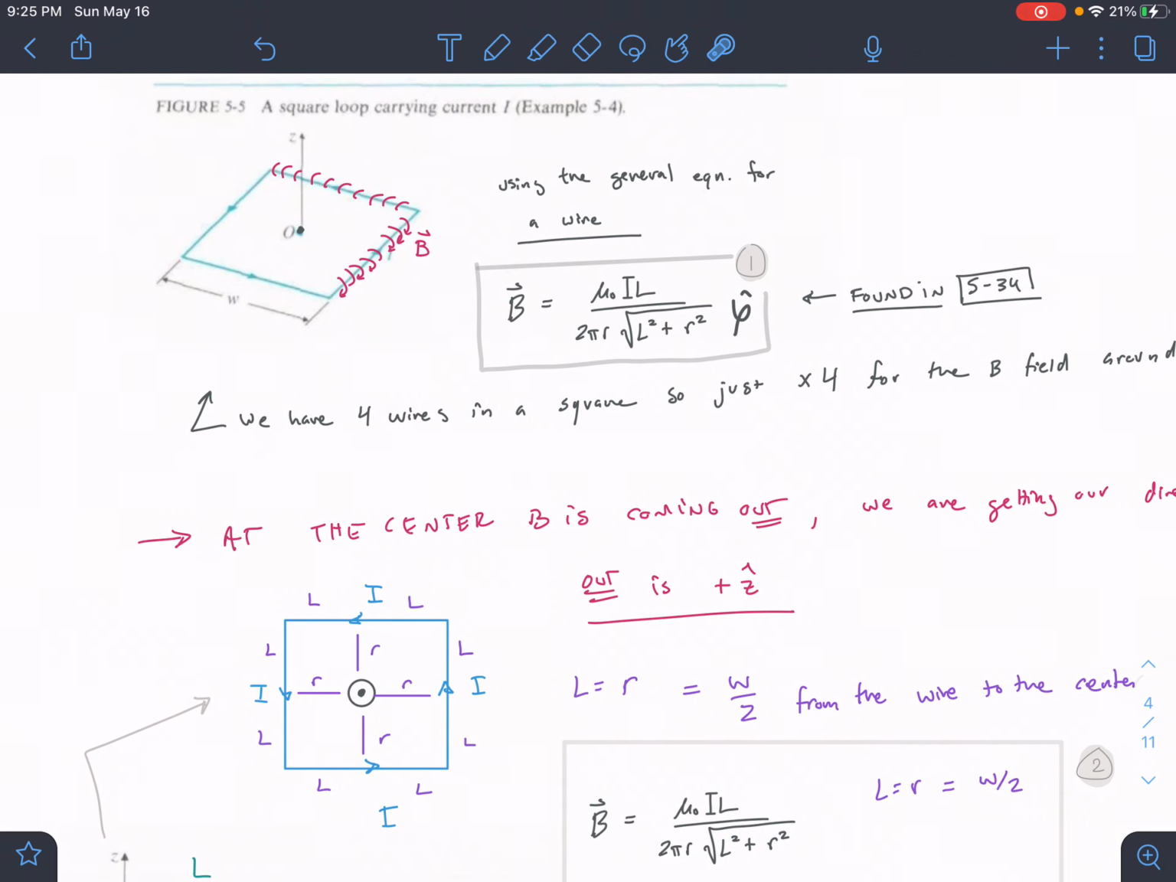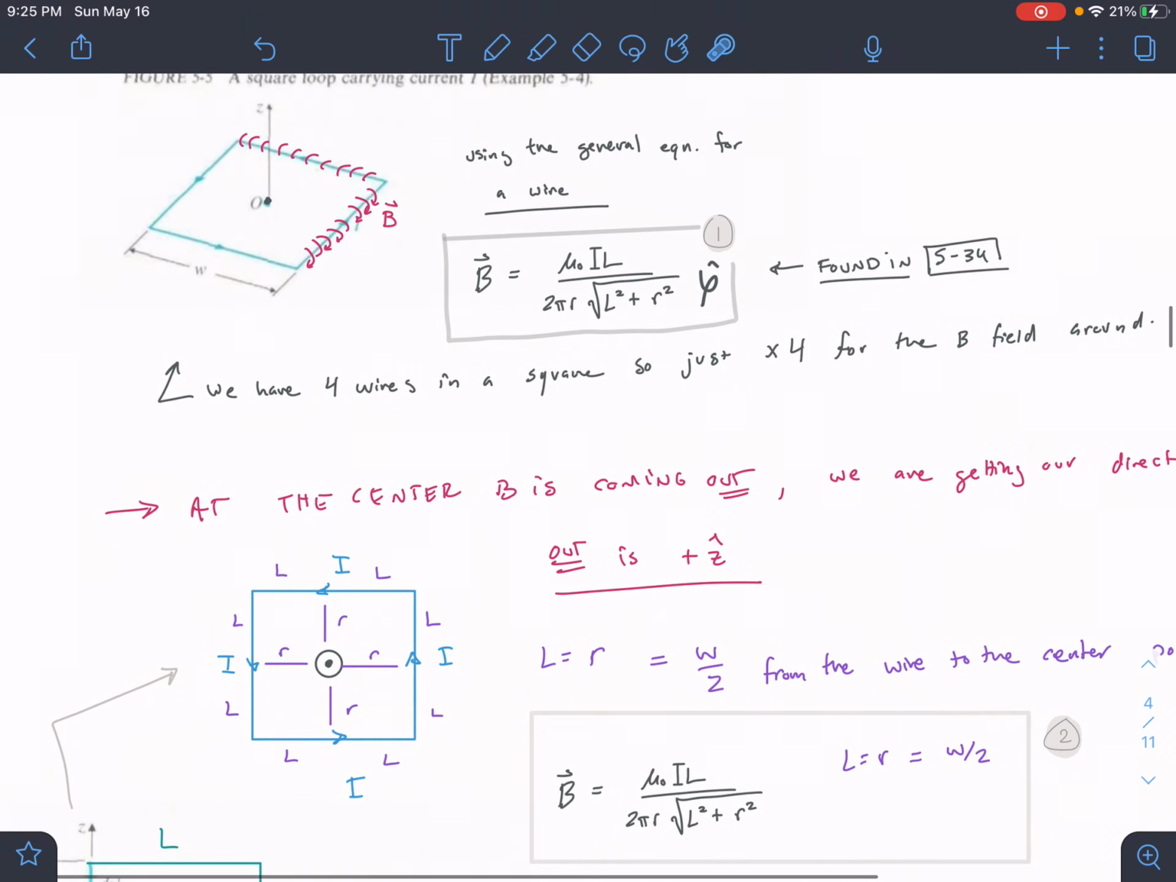This is the top view of our square here, okay? So we have the current moving through our wire, and then we have our L, this L value here on both sides. And then we have this R value here. So notice for this, because we have a square, our R is actually going to be equal to our L. And we have a W that we're given for our width. So we're modeling this L as W over 2. So L is equal to R, which is equal to W over 2, because we have a square.